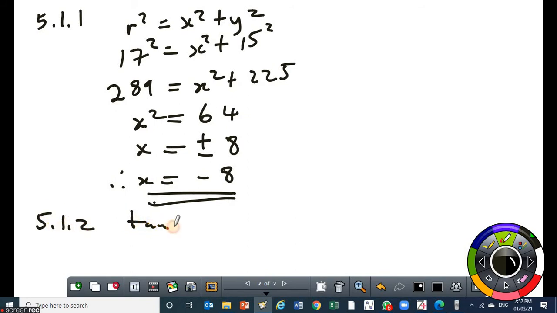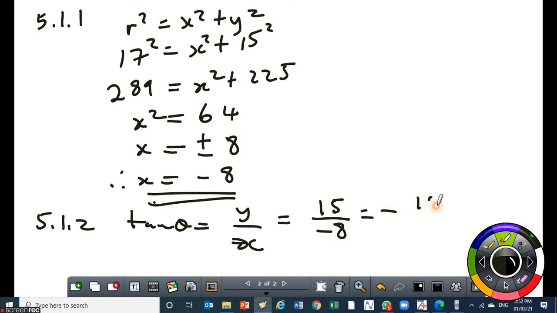For 5.1.2, tan theta is equal to y over x. But what is y? 15. What is x? Minus 8. You can write this as minus 15 over 8. You can stop here, it's fine.